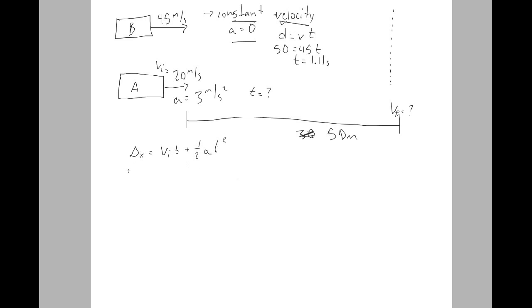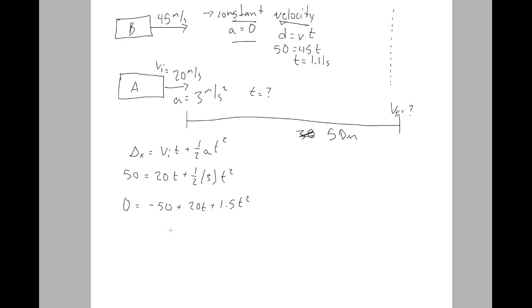Now, I know my delta x is 50. My v initial is 20. I'm looking for time, and my acceleration is 3. So plus 1/2 times 3 t squared. Well, if I subtract 50 from both sides, I get negative 50 plus 20t, and then plus 1.5 t squared.